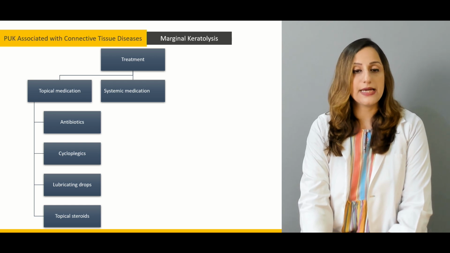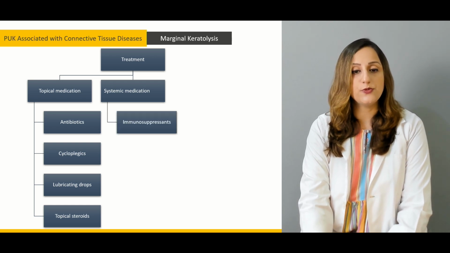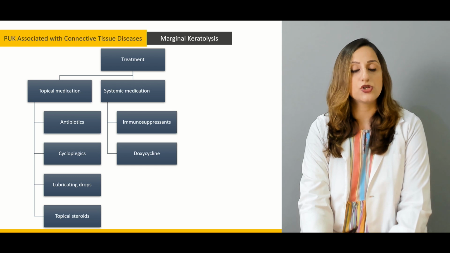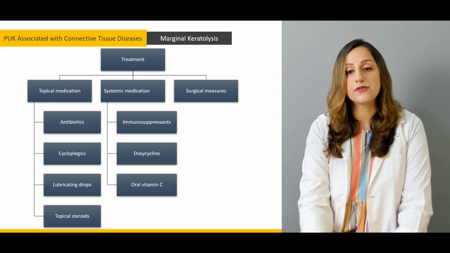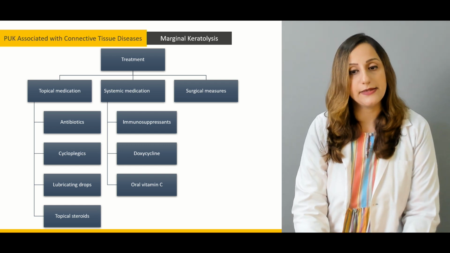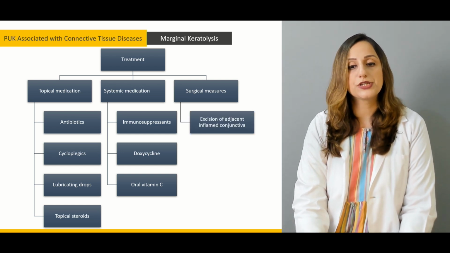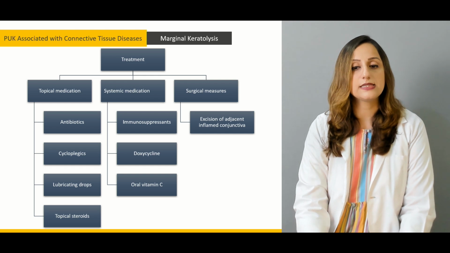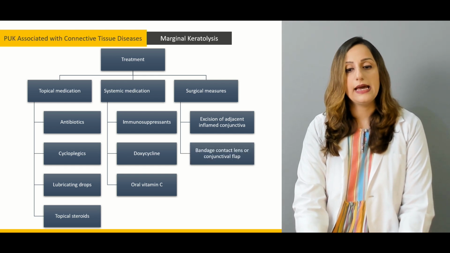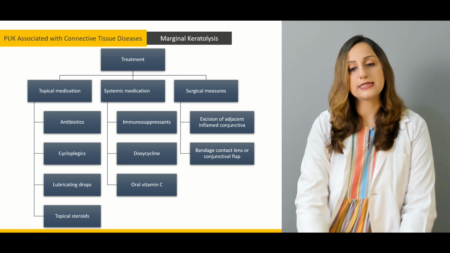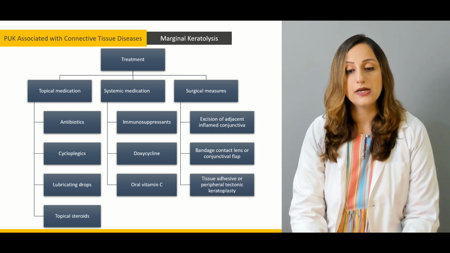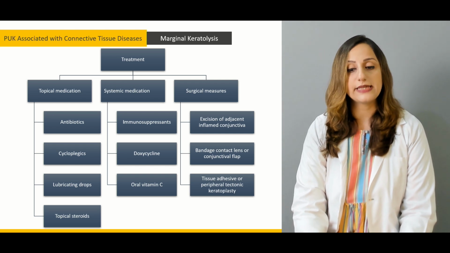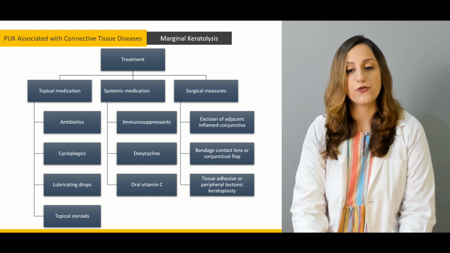Finally, we have the systemic medications being prescribed. We have immunosuppressant drugs, doxycycline. Oral vitamin C is sometimes given for the regeneration of the epithelium. Surgical measures would consist of the excision of the adjacent inflamed conjunctiva, as well as a bandage contact lens or the conjunctival flap. The tissue adhesive or the peripheral tectonic keratoplasty is performed in these cases.